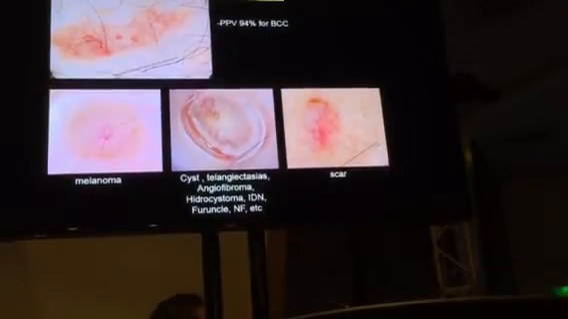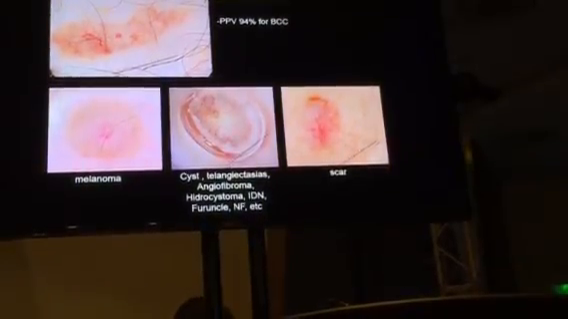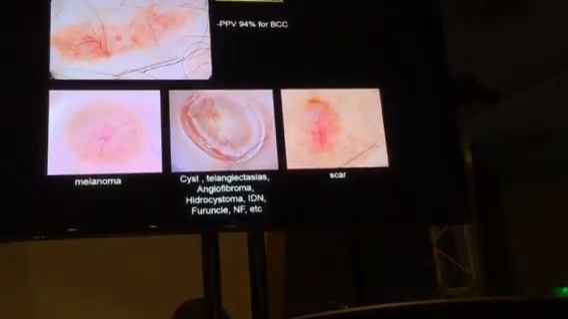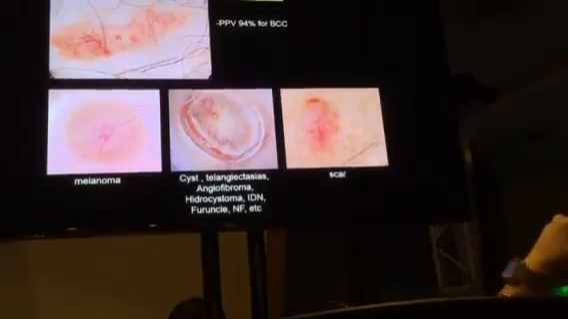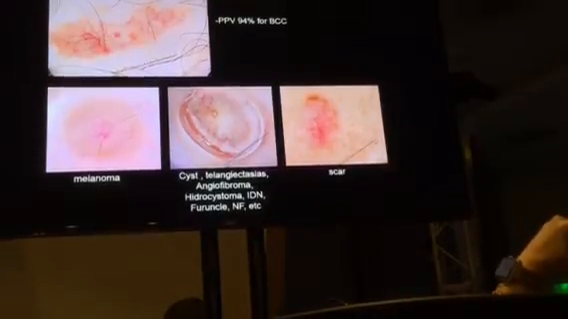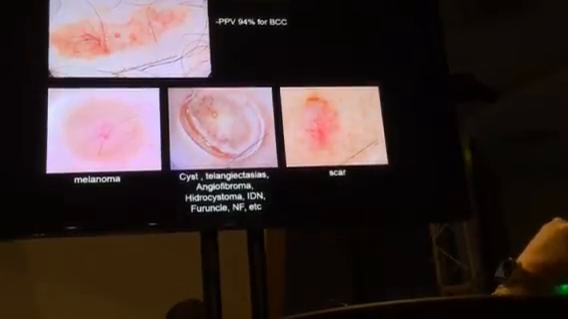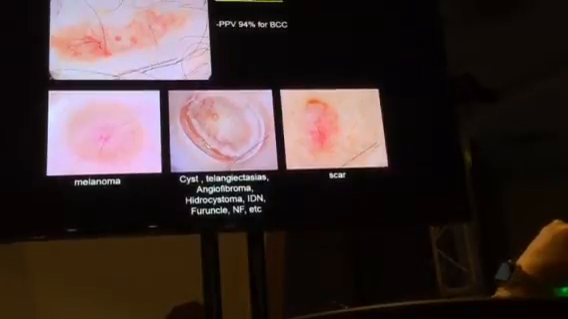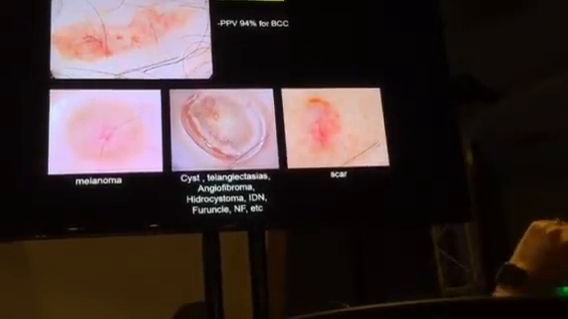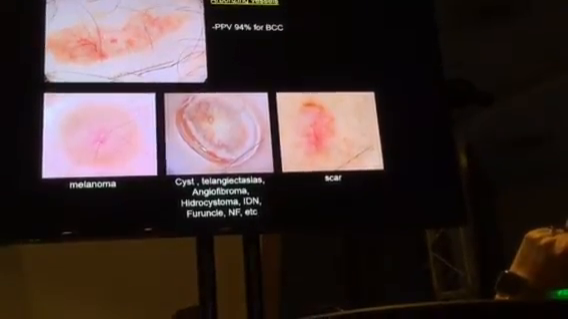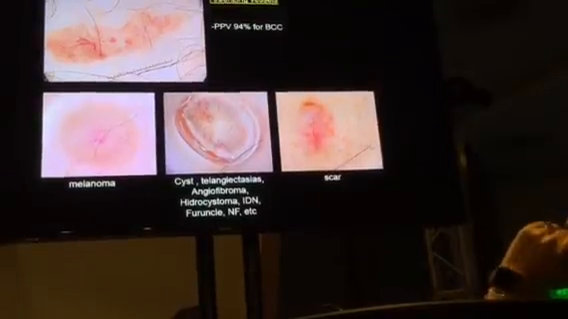Arborizing vessels have been shown to have a positive predictive value of about 94% for basal cell carcinoma. But you can obviously see these in other types of lesions like I described. Melanoma rarely. Many other types of tumors, anything raised off the skin surface, so cysts, angiofibromas, hydrocystoma, sometimes lymphoma, very often intradermal nevi. They tend to be out of focus, like I said, and not as bright.